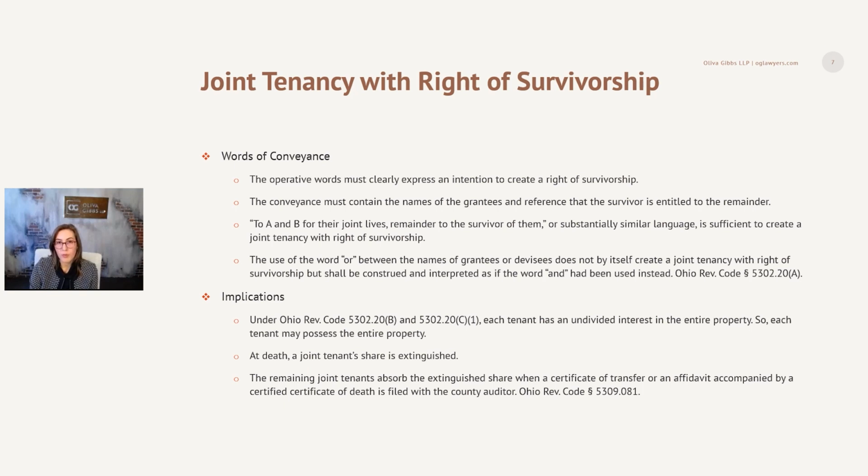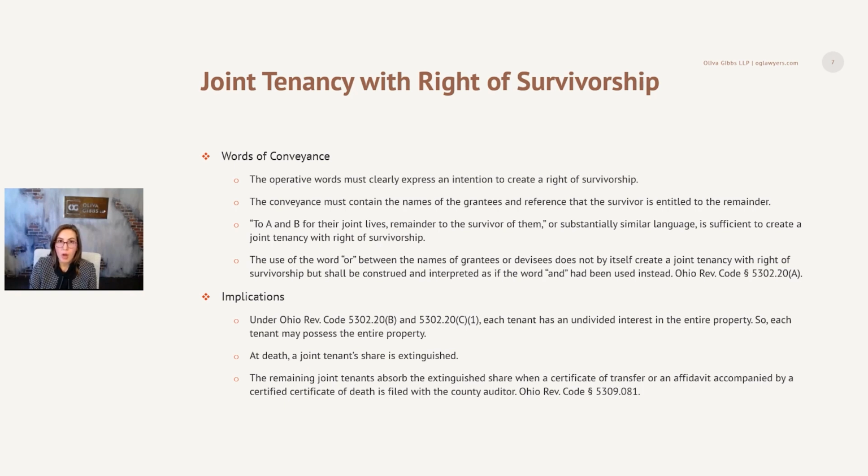Moving on to our next form of co-tenancy, joint tenancy with right of survivorship. Before we dive into the words of conveyance, I want to note up front that grantees do not need to be married in order to have a joint tenancy with right of survivorship. Oftentimes, we will see that the grantees are married, but that's not a requirement. We commonly see mother-daughter, father-son, or siblings listed as joint tenants with right of survivorship. The words of conveyance here must clearly, again, create an intention to create a right of survivorship. The conveyance must state the grantees and reference that the survivor is in fact entitled to the remainder.